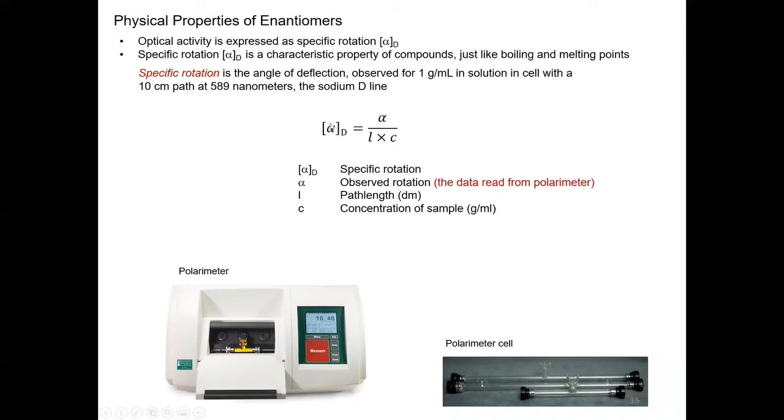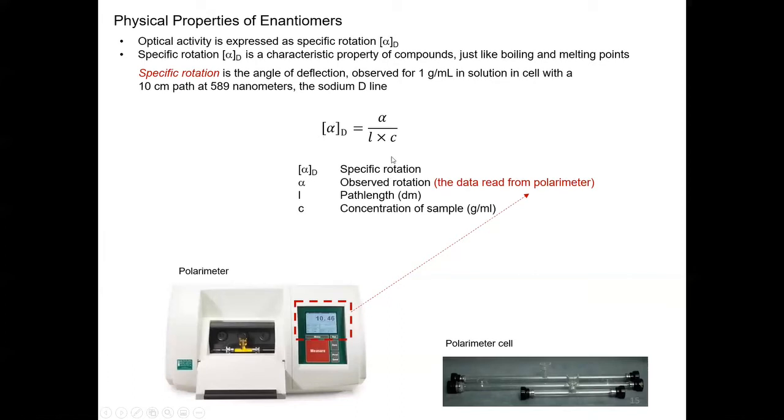To calculate the alpha D of a molecule, you take the observed rotation, divided by the path length, for example the length of the cell you put your molecule in, and also divided by the concentration of the sample you put in the cell. The observed rotation is read from the polarimeter. You already know the length of the cell, and you already know the concentration of the sample you prepared, right? Then you can know the specific rotation of a compound.